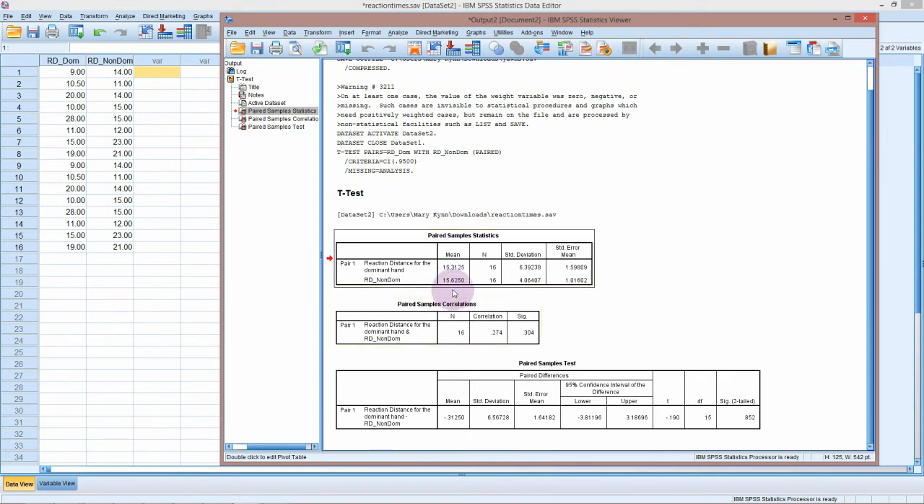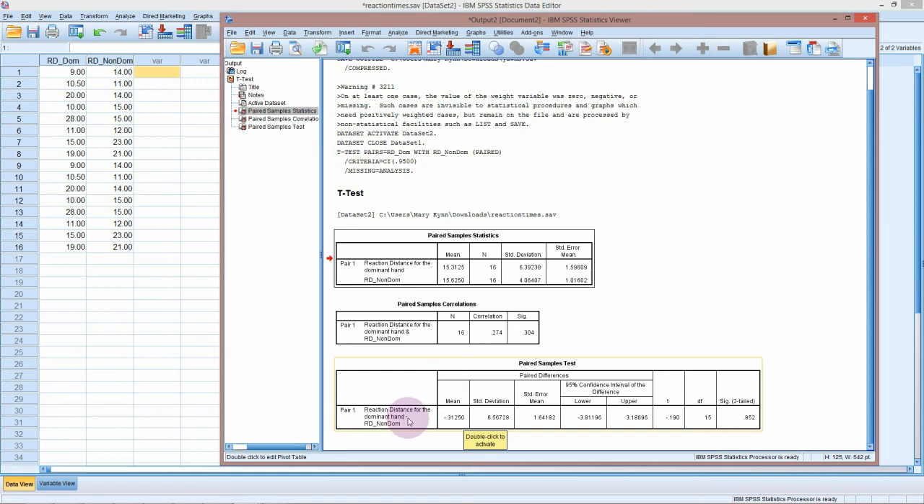So the null hypothesis is that there is no difference between the reaction distance for the dominant and non-dominant hands, or that the difference is zero, which is the same thing. So the mean estimate for the difference here, where we have done dominant minus non-dominant, is minus 3.1. I was just thinking about which way around that was going. So when you interpret your results, you need to know which way around you have subtracted that.